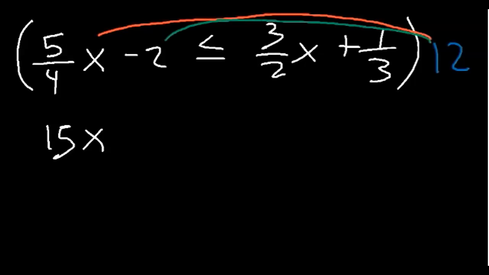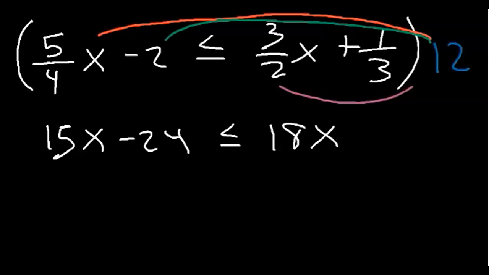Now we can multiply 12 by negative 2, which is negative 24. And then 12 times 3 over 2x. 12 divided by 2 is 6. 6 times 3 is 18, so we have 18x. And for the last one, 12 times 1/3 is the same as 12 divided by 3, which is 4.